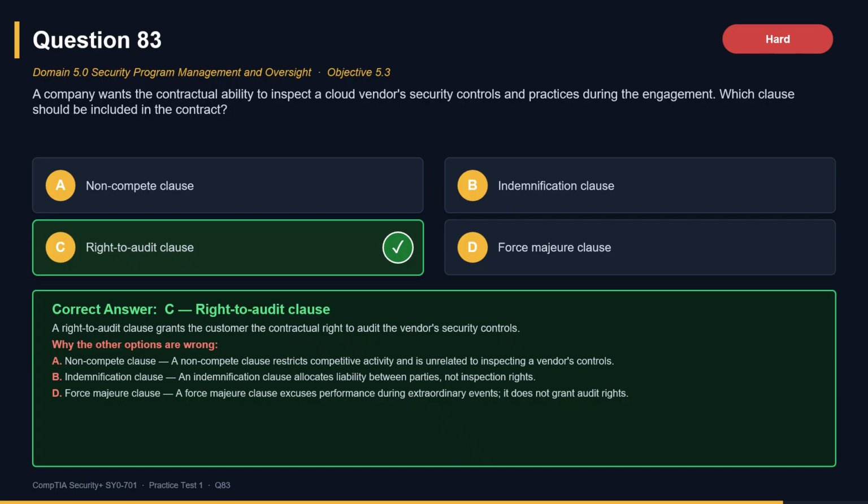Now, why the other options are wrong? Non-compete clause is incorrect. A non-compete clause restricts competitive activity and is unrelated to inspecting a vendor's controls.